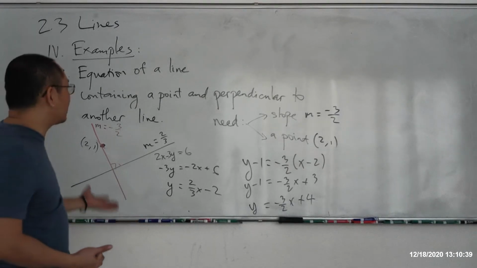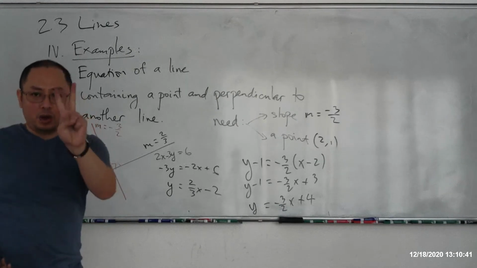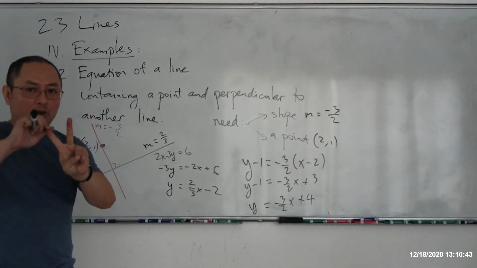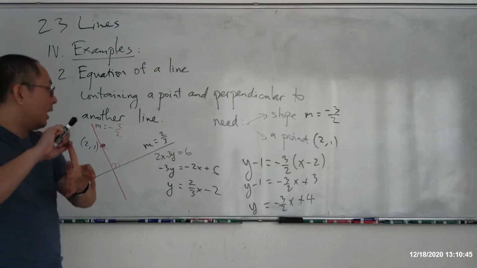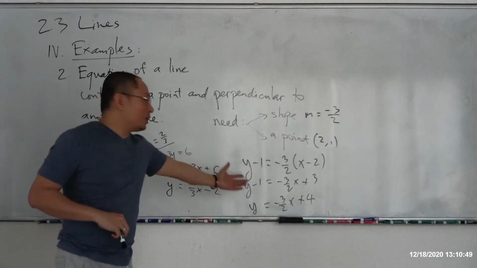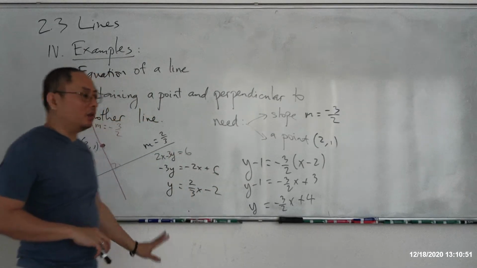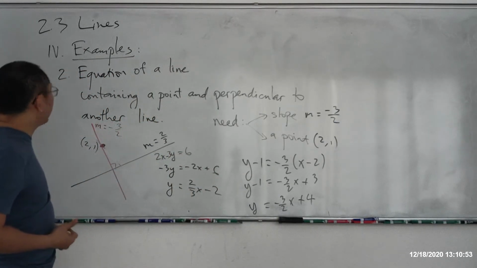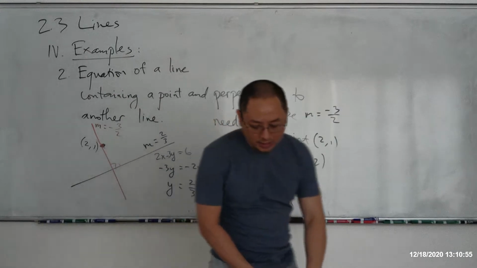And it doesn't matter what they're talking about. Whenever you see a question that asks you to find the equation of a line, you are looking for two things. Number one, you look for slope. Number two, you look for a point on the line. After having slope and a point, you look into the point-slope equation, and you will have your line. Okay, let me stop this section right here.